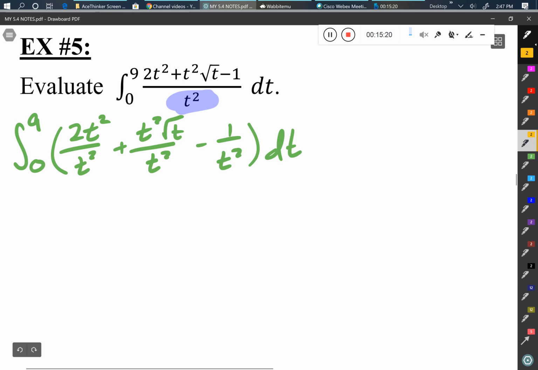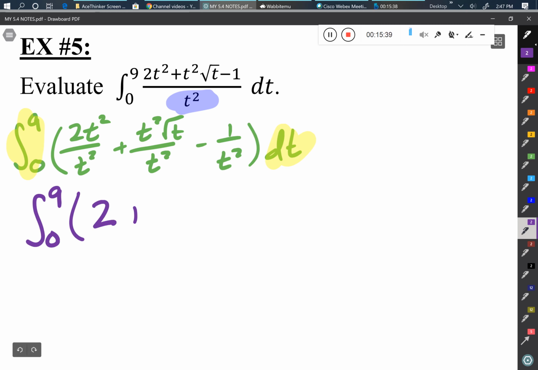You'll notice that the integral symbol is still there because I have not taken an antiderivative. That does not go away until I take an antiderivative. Please don't get sloppy and remove those things when they're not supposed to be removed yet. Right. So then this turns into the integral from 0 to 9 of 2 plus root t minus t to the negative 2 dt.